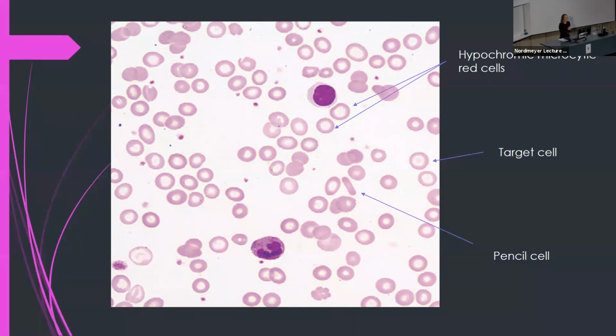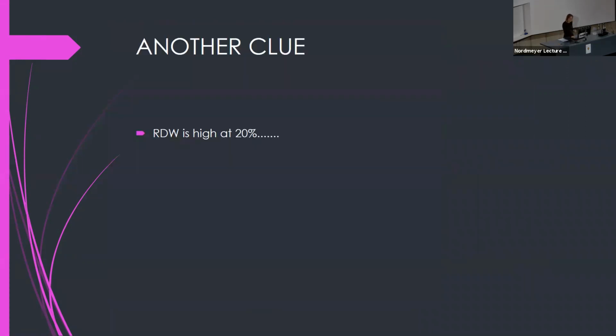RDW is classically high in iron deficiency and classically normal in thalassemia. There's less variation in red cell size in thalassemia, whereas in iron deficiency, you often get lots of variation in red cell size. Okay, so we've done that.